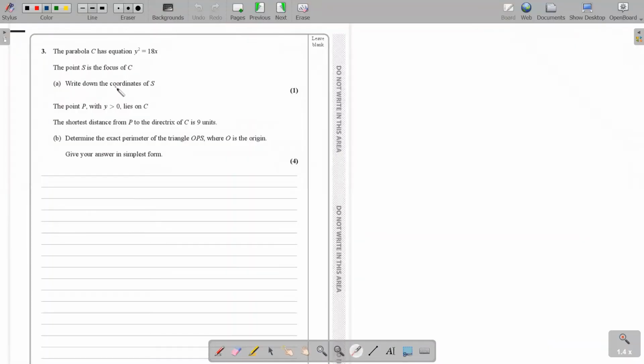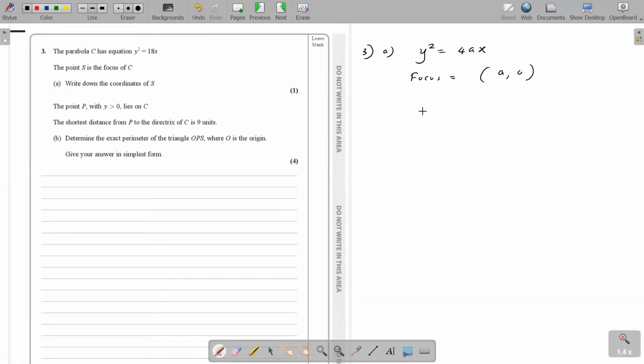Question number 3, the parabola C has equation y squared equals 18x. The point S is the focus of C. Write down the coordinates of S. So how do we write the coordinates of the focus? We normally write y squared equals 4ax, and the focus coordinate will be (a, 0), right?